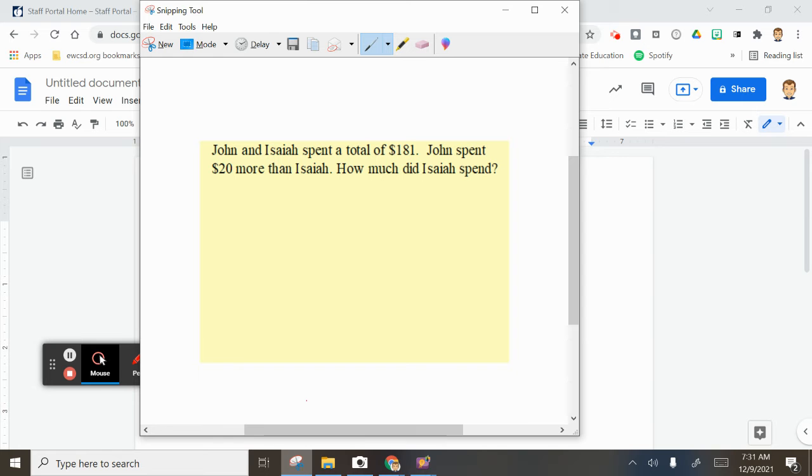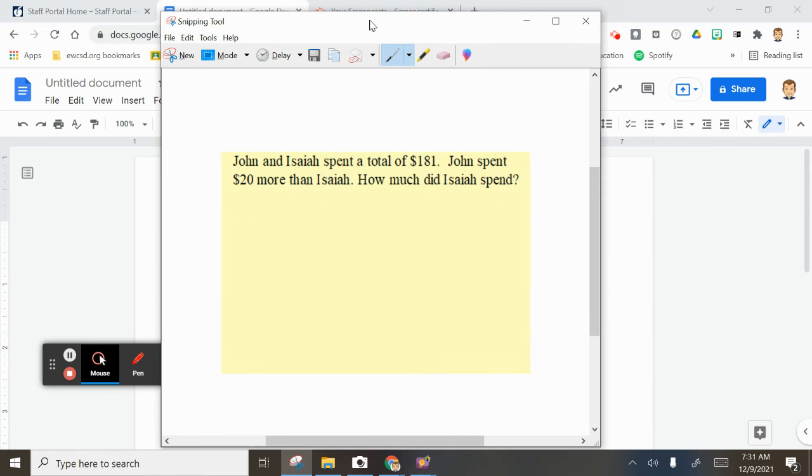Okay, so let's go ahead and try this one out on your paper. I want you to see, don't write this all out. But try to give me what you think the actual variables are going to be. And let's go ahead and read this together. John and Isaiah spent a total of $181. So that's an equation right there in itself. John spent 20 more than Isaiah. How much did Isaiah spend?